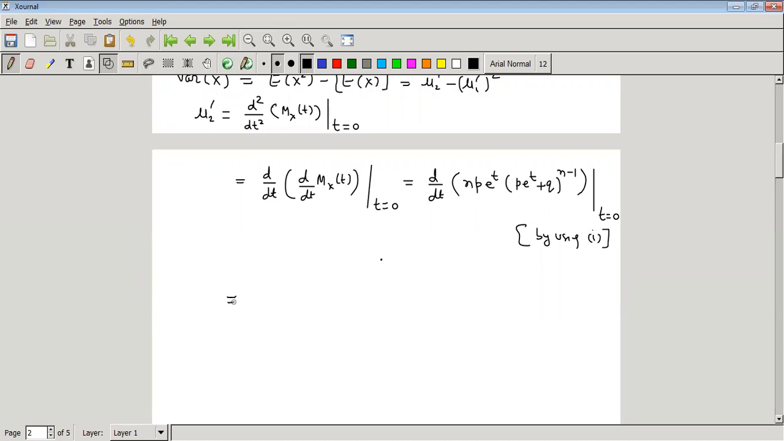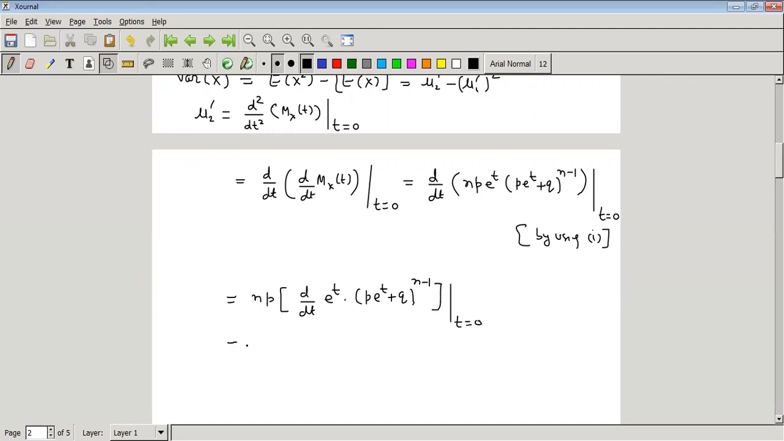So now again we have to differentiate this. So we can take np to be common. We take np to be common, then e to power t, we have to differentiate: dy/dt of e to power t into (p e to power t plus q) to power n minus 1, at t equal to 0.